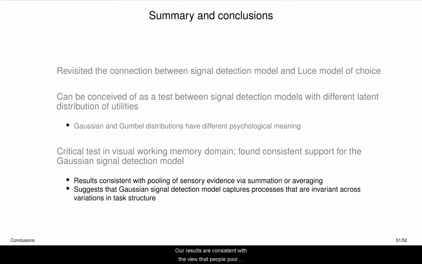Our results are consistent with the view that people pool sensory evidence when computing utilities in visual working memory tasks. And more broadly, the results suggest that in the visual memory domain, the Gaussian signal detection model generalizes better across variations in task structures.